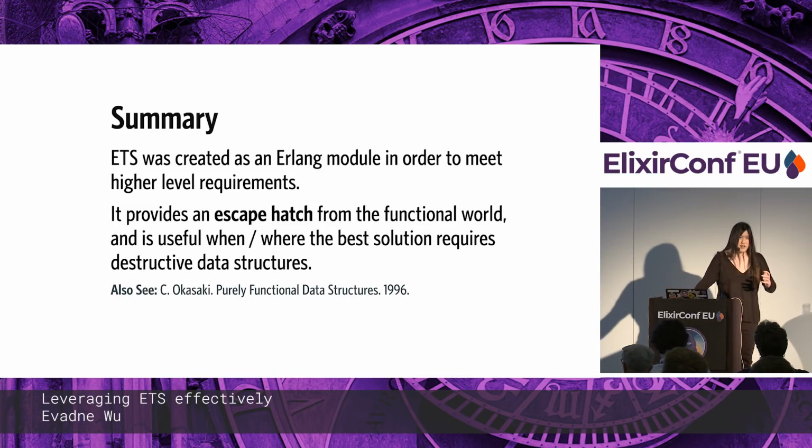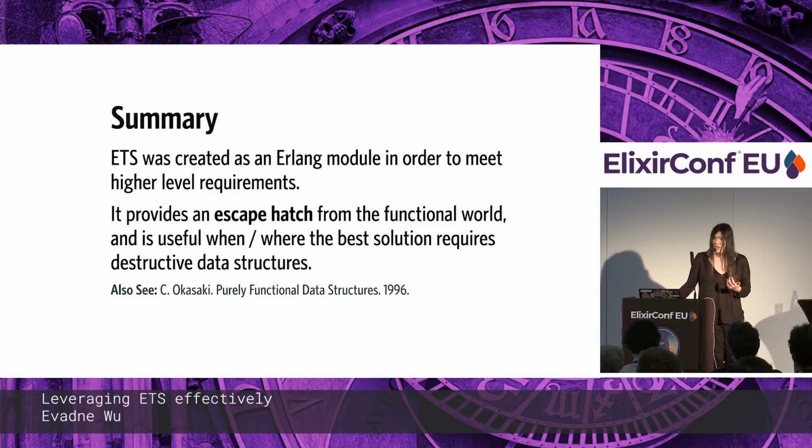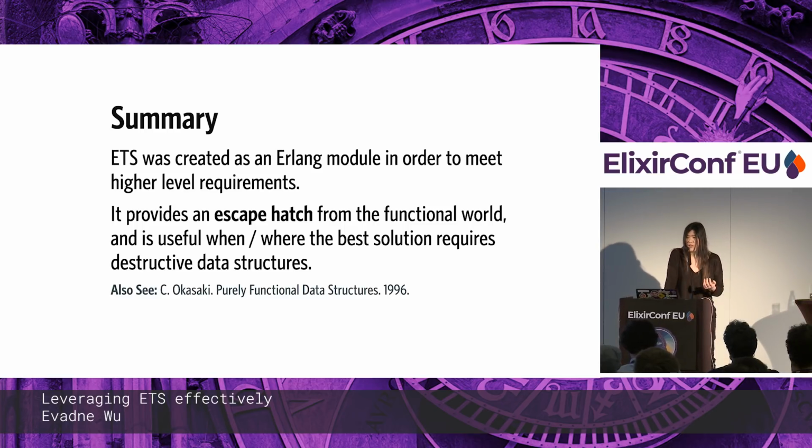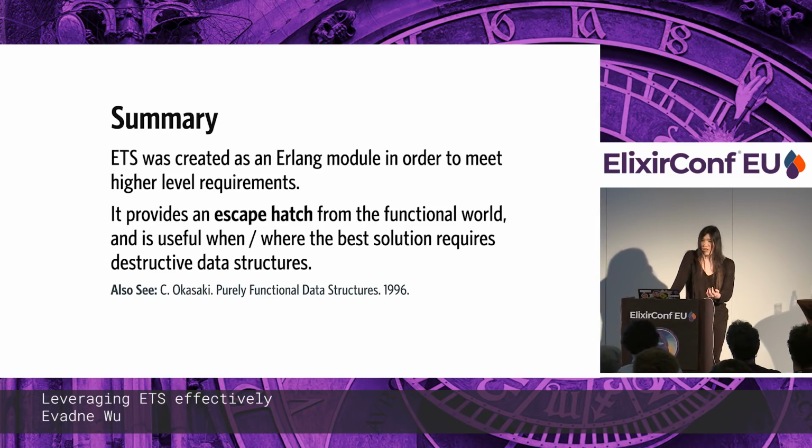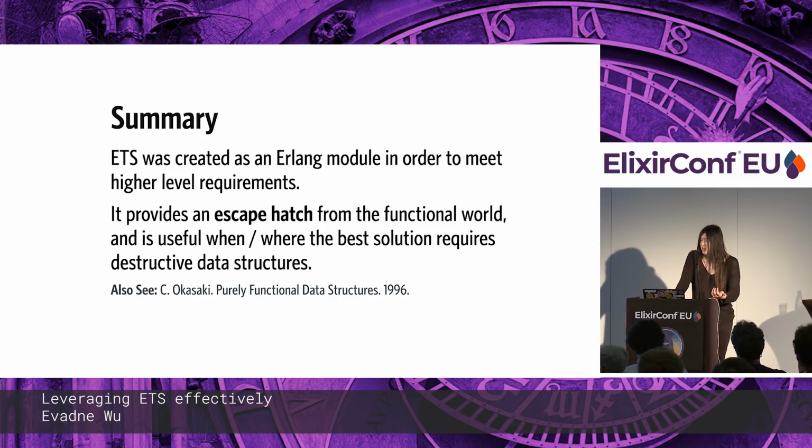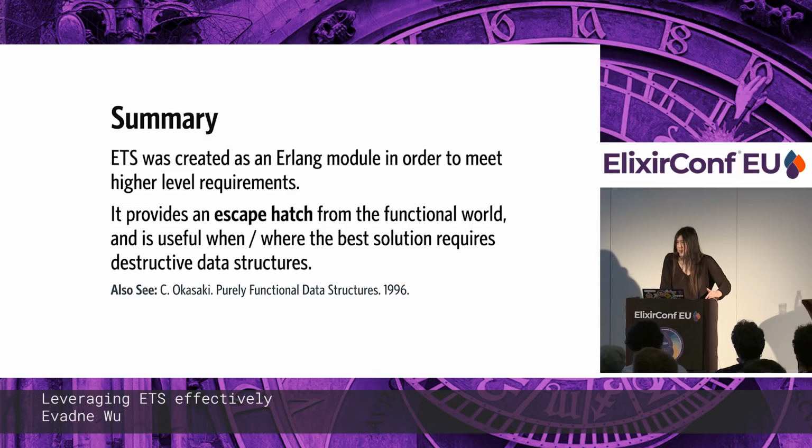So basically, you can think of ETS as some kind of escape hatch from the functional world, because certain things that can be done very easily in Java or in some other languages where you can mutate variables cannot really be done properly or quickly or easily in Erlang or other functional languages, which do not allow you to mutate values. Obviously, there are some interesting functional data structures that you can probably use in your application to avoid using ETS, which you can refer to in the paper, Purely Functional Data Structures.